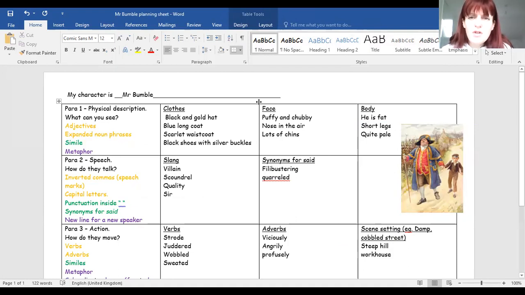Okay, so I want you now to go find the planning sheet that you've done, and go and do your writing. Remember, I don't want you to give it in. If you get stuck, then please ask for help. I won't be posting my description of Mr. Bumble because I want you to be writing independently today. If you have any questions, though, you can get hold of me.